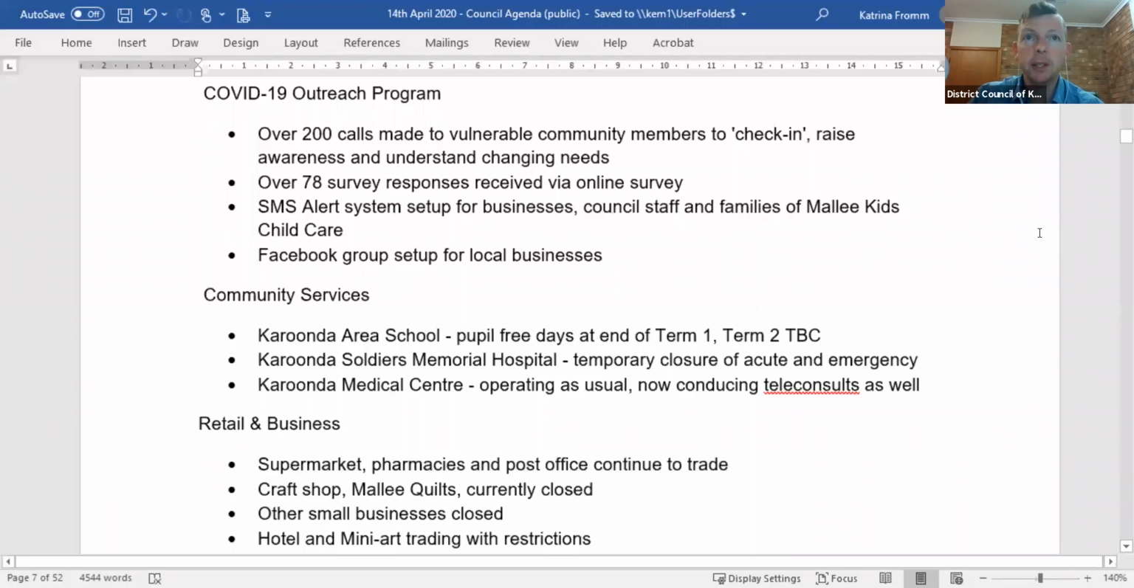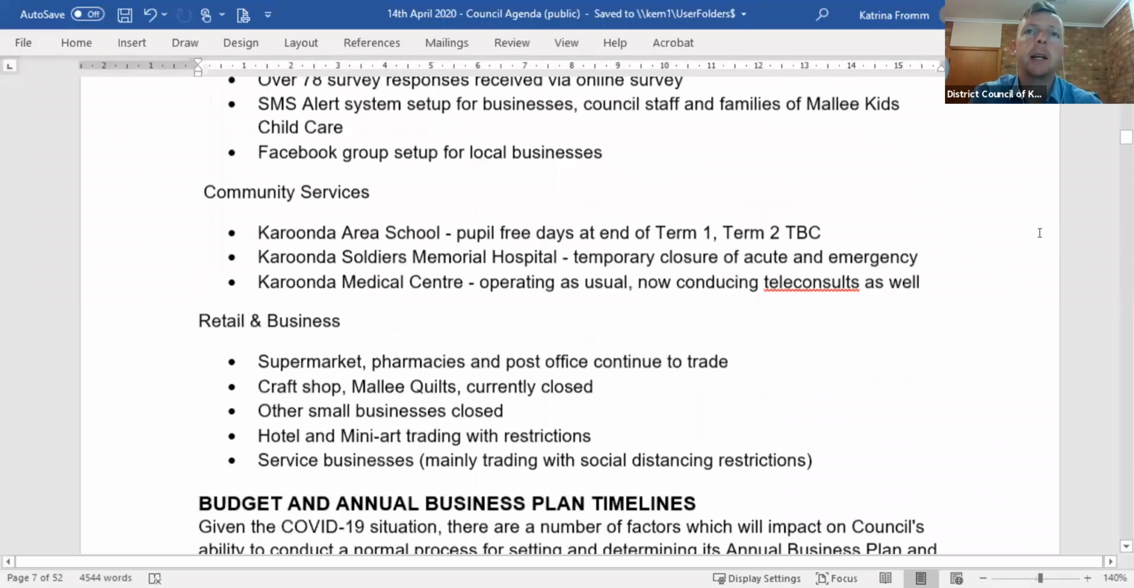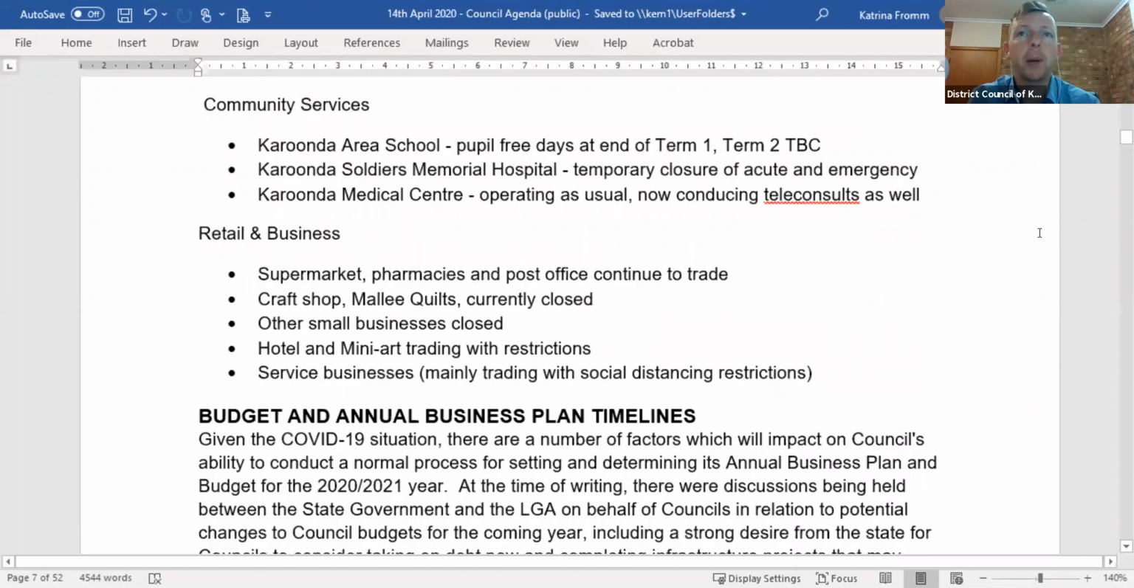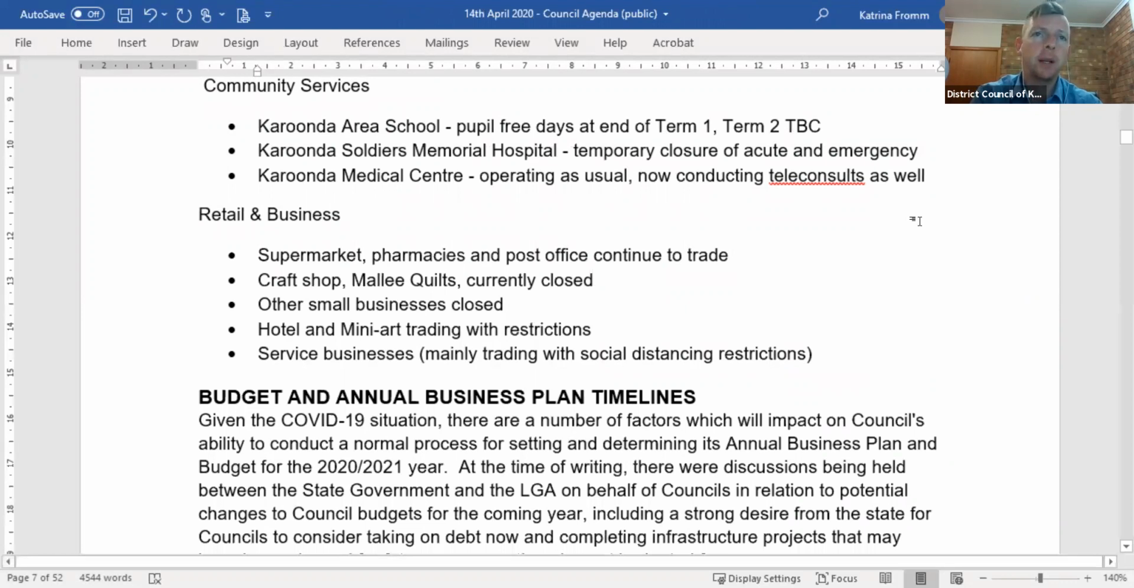In terms of community services, beyond council's control, there's obviously some pupil-free days at the end of term 1, and we still haven't had confirmation around how the school will operate in term 2. And you'd be aware of the closure of the acute and emergency sections of the Soldiers Memorial Hospital, which I'm assured by Adrian Pederick is a temporary measure as we deal with COVID-19. And the Karoonda Medical Centre, importantly, is operating as usual, but they're also operating with teleconsults, which they're now approved to do through Medicare as well.